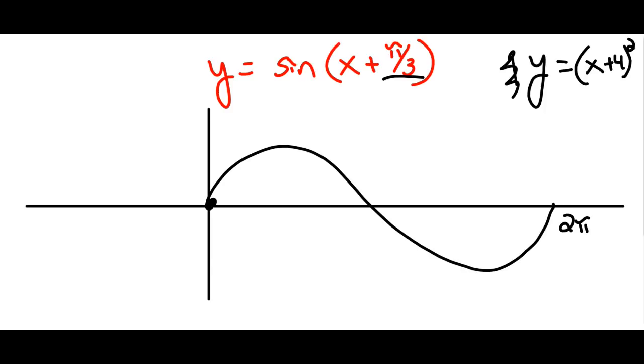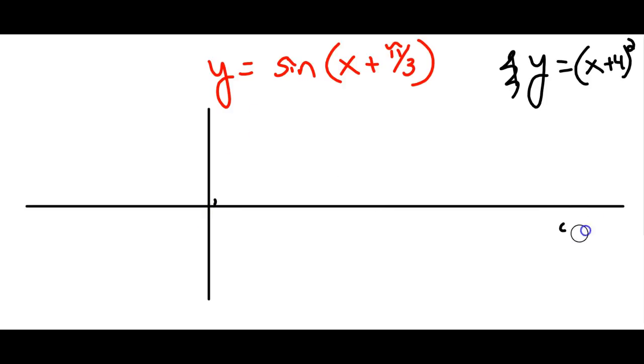Whenever we have something with sine or cosine and we're looking at this in the parentheses, and it's not just x by itself, then we need to do this little trick right here. We're going to take whatever's in the parentheses and set it equal to 0 and solve for x. I get negative pi over 3.